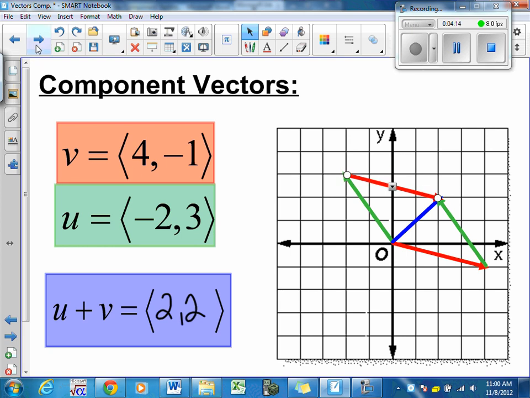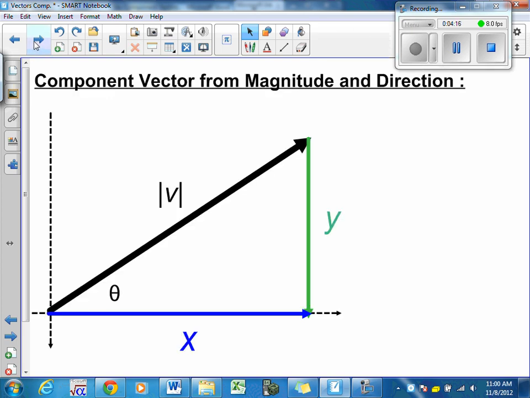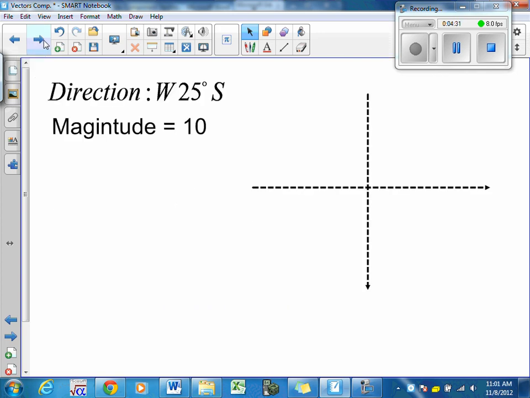So what we're going to do is be given a vector, and we're going to be given some angle, and you can think this is our magnitude. And we're going to break it down into the x and y parts. So we're going to break every vector into a right triangle. Okay. So let's look at an example.